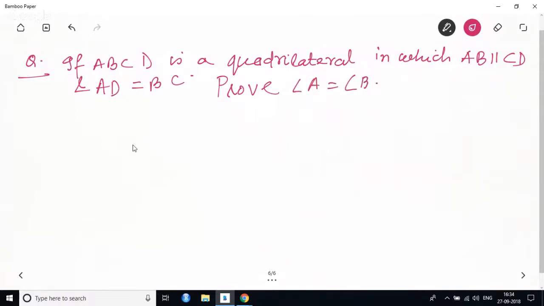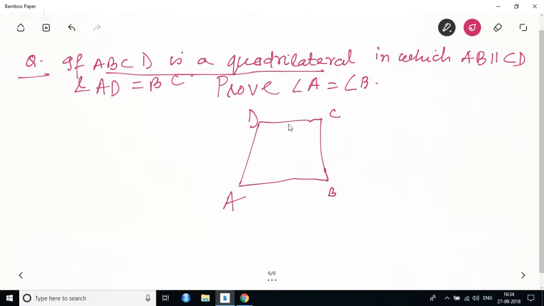Now, in this question, try to understand, all of you. Nobody is saying that ABCD is a parallelogram. So I'll never make the figure, first of all, which looks like a parallelogram. So I am making a figure something like this. I'm just ensuring that AB and CD are parallel to each other and AD is equal to BC. Now try to understand. In this question, I have to prove that angle A and angle B are equal.